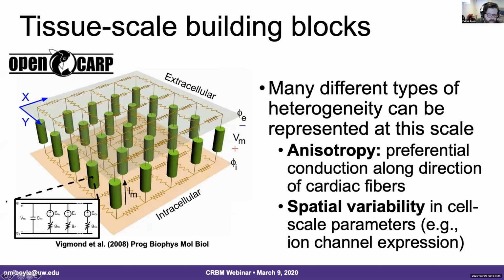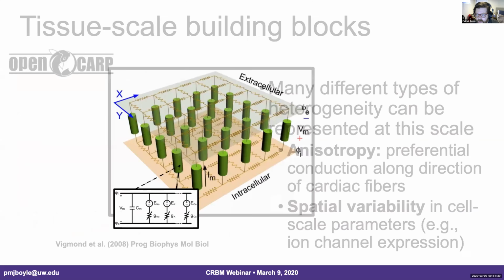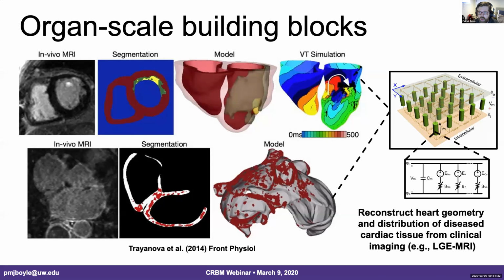Okay, so I'm going to return to the slides here, and I'll just wrap up and give you a very brief sense of how we use these computational models. So at the organ scale, I'm not going to show a demo of this because it would put everyone to sleep watching me segment images on a Monday morning here. But essentially at the organ scale, we want to reconstruct cardiac geometry and the distribution of diseased cardiac tissue from clinical imaging modalities like contrast-enhanced MRIs.